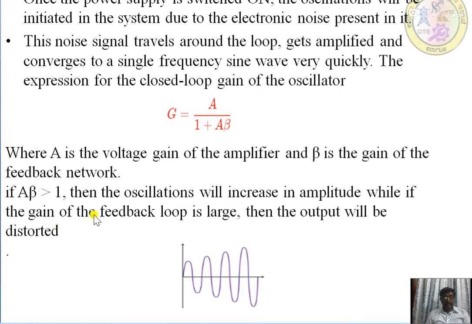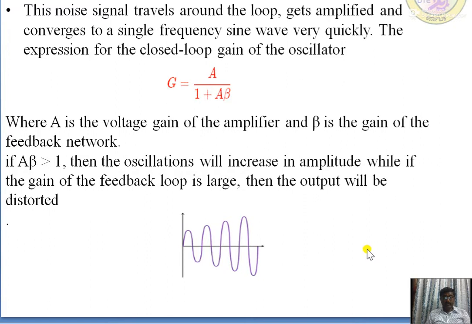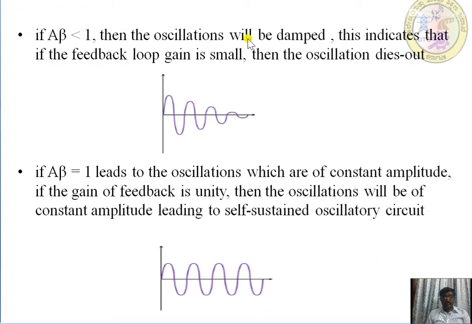If A beta is greater than 1, you will get undamped waveforms. If A beta is less than 1, then the oscillation will be damped, decreasing from the highest points down to zero. If A beta is equal to 1, it leads to oscillations of constant amplitude, a normal sine wave with constant amplitude depending upon the frequency. If the gain of the feedback is unity, then the oscillator will have constant amplitude, leading to a self-sustained oscillatory circuit.